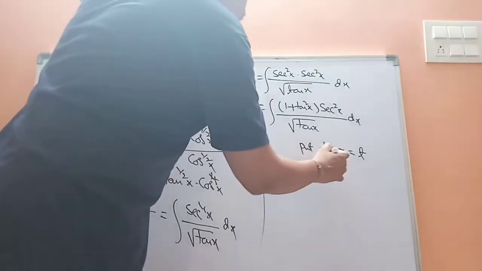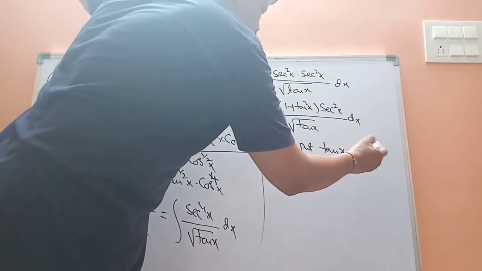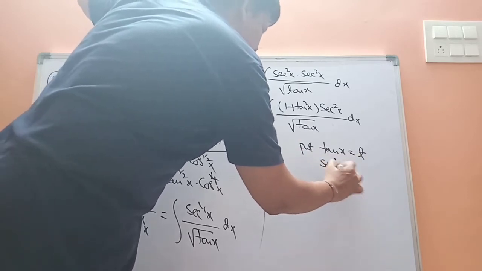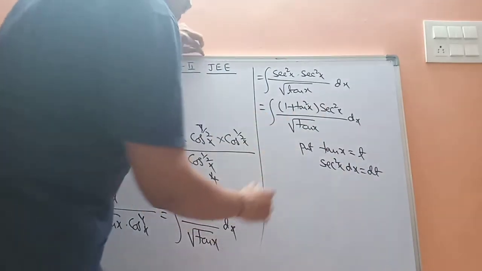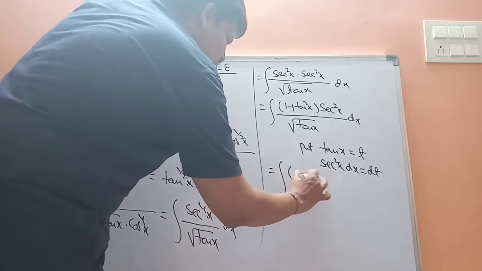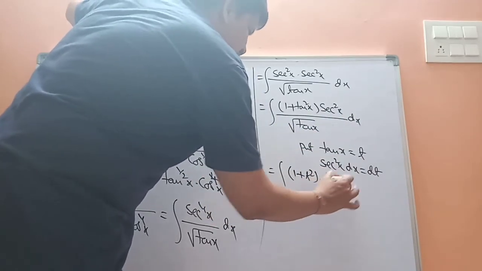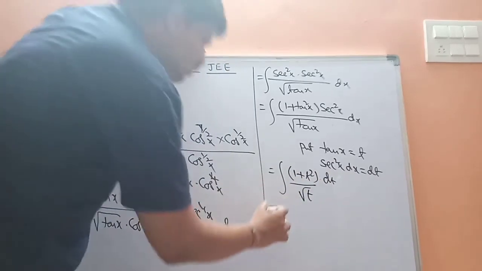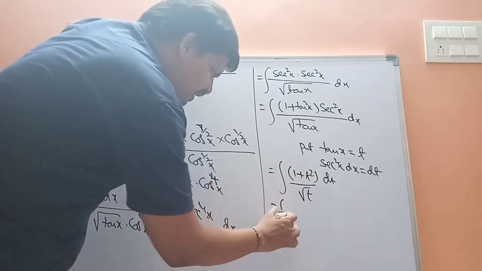So tan x equals t, derivative of tan x. Otherwise take t square also, there is no problem at all. Okay, tan x equals t, so secant square x dx equals dt. Substituting these values here, this equals 1 plus t square into secant square x dx, that is dt, by root t. Okay, root t. Now split this: 1 by root t one part, t square by root t another part.